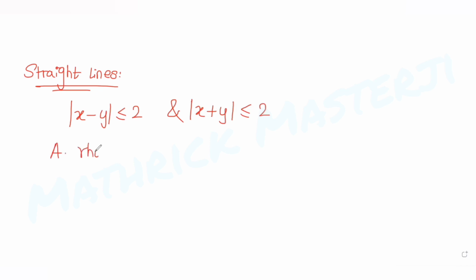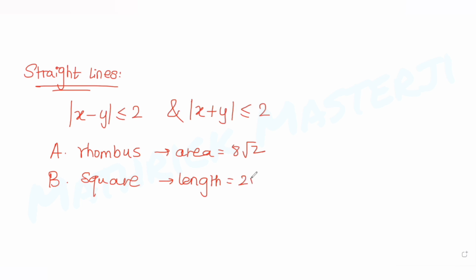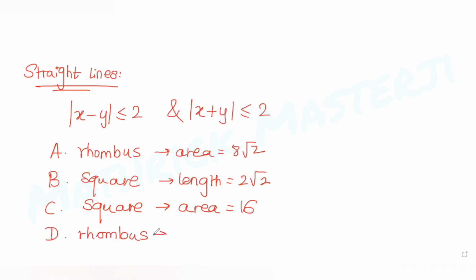The first option says rhombus, which has area 8 root 2 square units. The second option says square, which has the length of the side as 2 root 2 units. The third option says square again, but with area 16 square units. And the last option says rhombus, which has the length 2 units. So we need to figure out which one of the answer choices is the correct answer for the question given to us here.